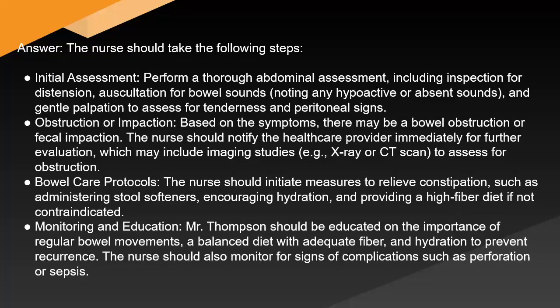Answer: the nurse should take the following steps. Initial assessment. Perform a thorough abdominal assessment, including inspection for distension, auscultation for bowel sounds, noting any hypoactive or absent sounds, and gentle palpation to assess for tenderness and peritoneal signs, obstruction or impaction. Based on the symptoms, there may be a bowel obstruction or fecal impaction. The nurse should notify the healthcare provider immediately for further evaluation, which may include imaging studies, e.g., X-ray or CT scan, to assess for obstruction.